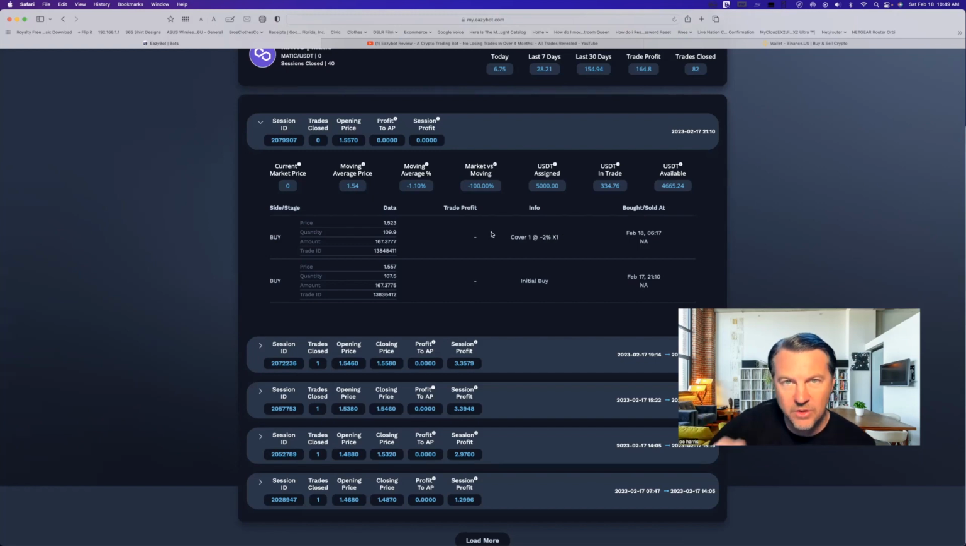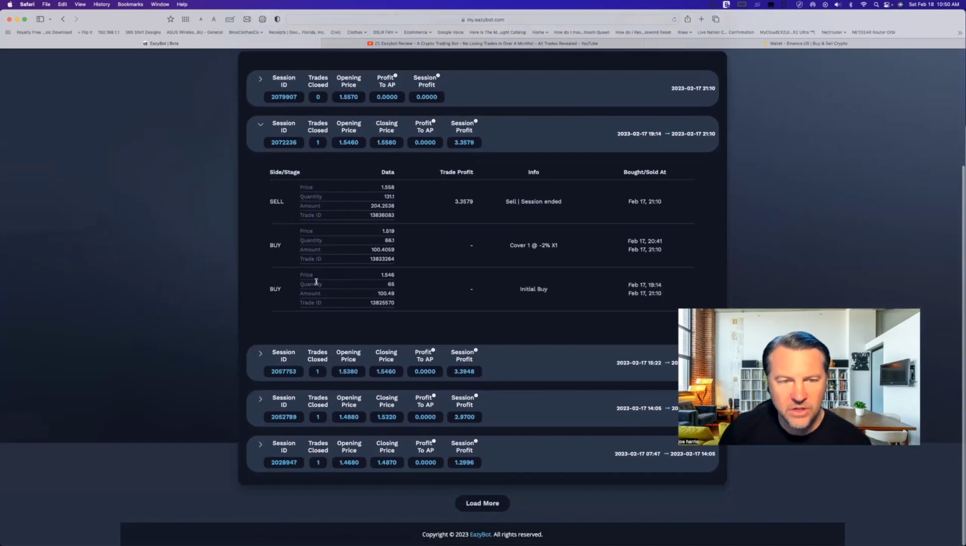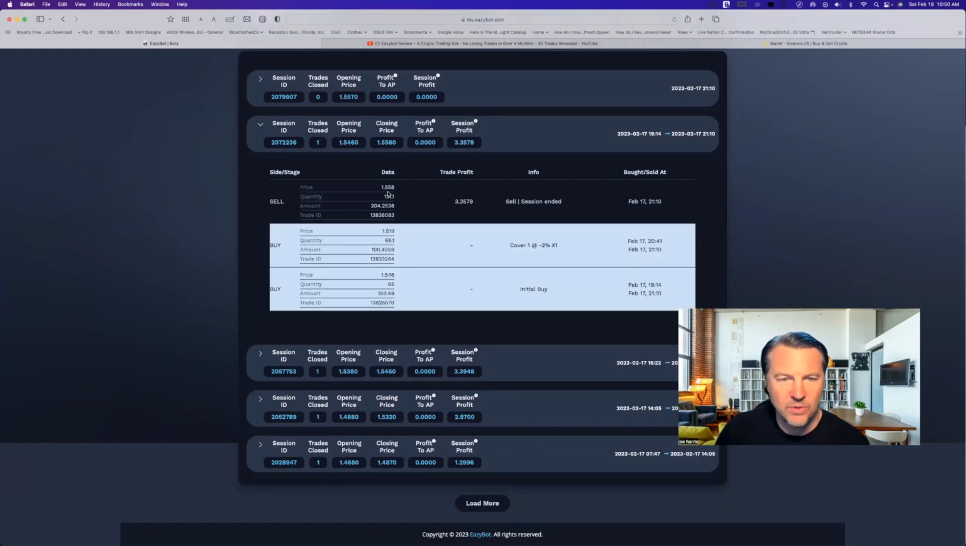It's when it buys on the way down and sells on the way up. So it bought a cover. Now, if you look at one of the trades that have already closed out, I bought in at 154, price went down to 151. I bought again, and then when it got to 155, it sold, and I made $3.35 on a total of, what is that? About $200.